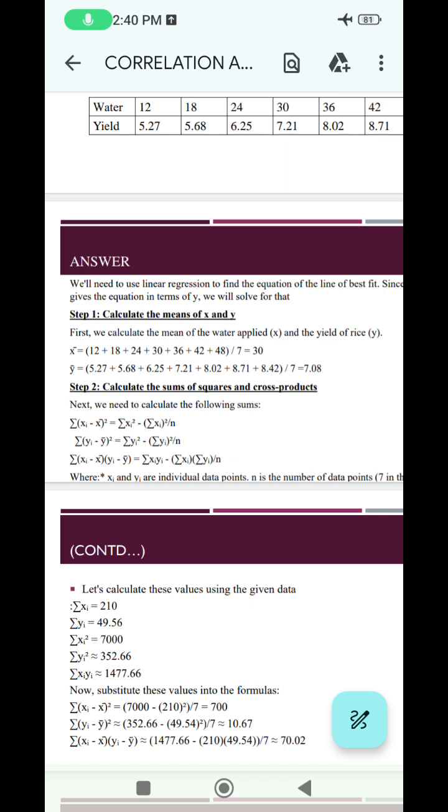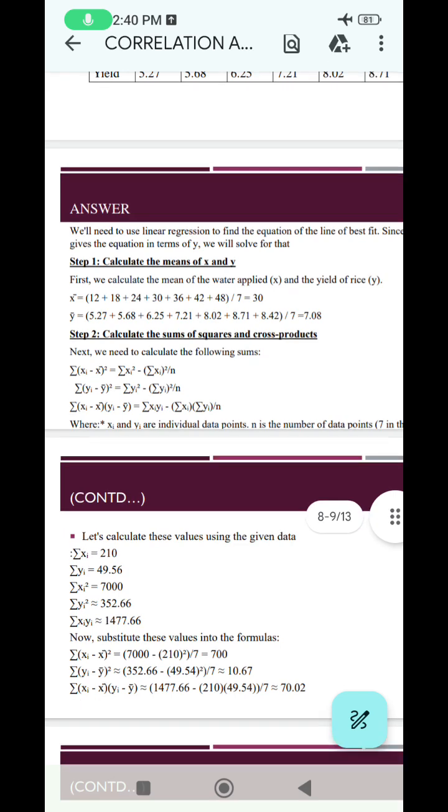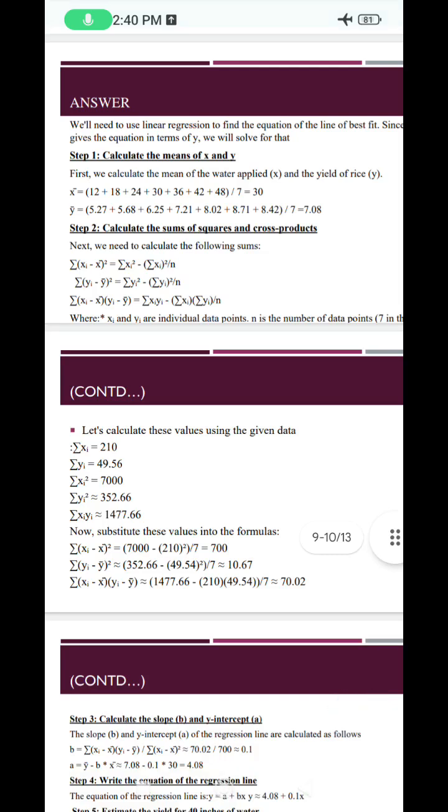And then the next, xi square, means we are squaring the values of x. First of all we have to sum up all the values of x squares, and after that we have to find the square. Likewise on the y-axis also, we get 7000, and yi square gives 352.66.